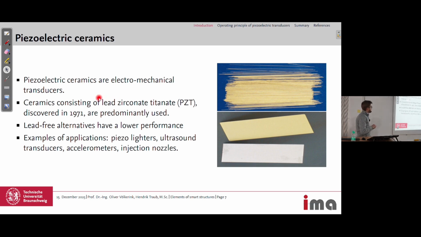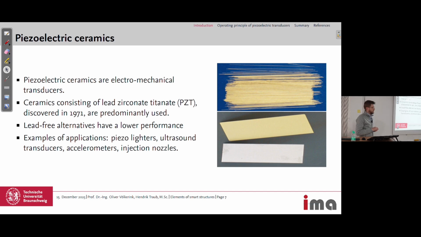Piezoelectric ceramics are electromechanical transducers. There is one material which is predominantly used, which is lead zirconate titanate, and we will also focus on it in this lecture. The problem is that it contains lead, which I think will be banned in the future. There are also lead-free alternatives, but most of the time they have a lower performance than the lead-based piezoceramic materials.